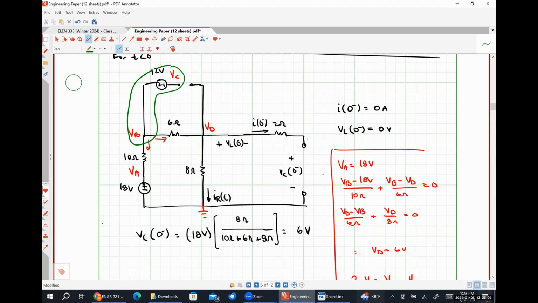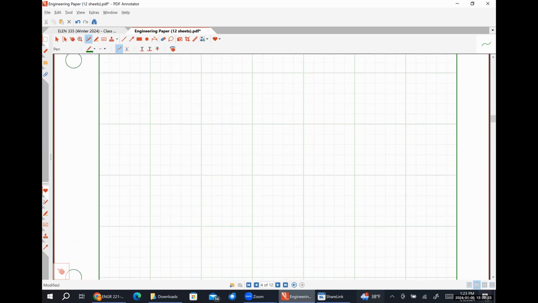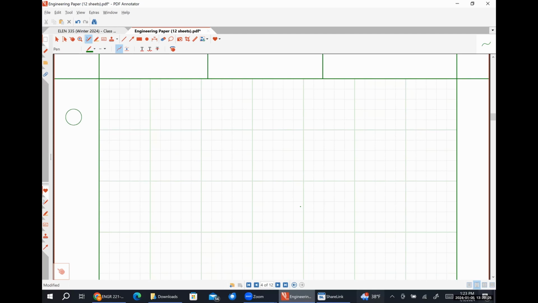What else are we looking at? Part E of problem 1 on homework 8. So we are assuming that the results of A through D are all correct.